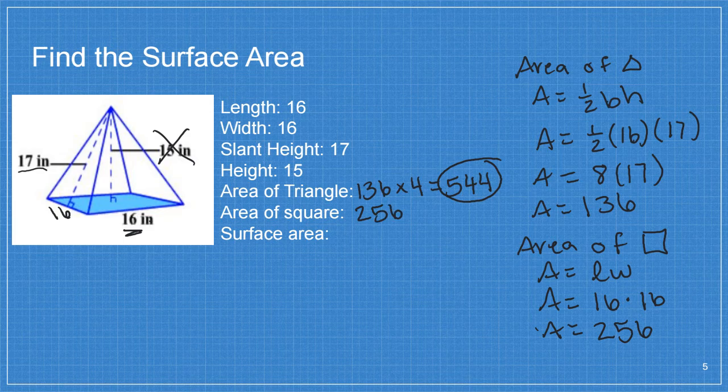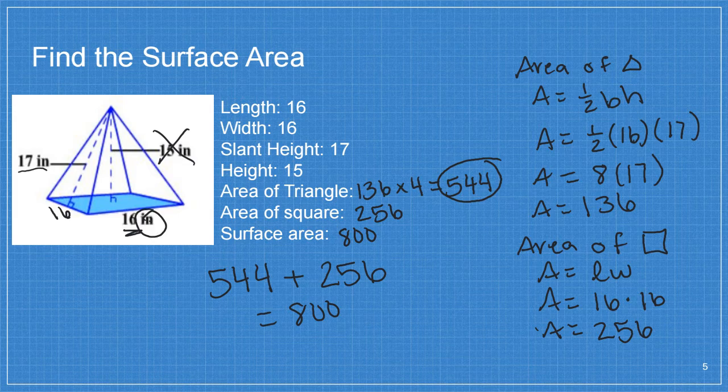Now I take the area of all 4 of my triangles, which was 544, and I add that with the area of my square, which was 256. So if I take 544 plus 256, what do I get? I get 800. So my answer for my surface area is going to be 800, and here my units is inches. So it's 800 inches squared, I'm sorry. Your answer will always be squared whenever we're talking about surface area.